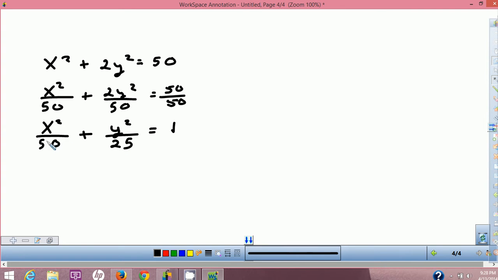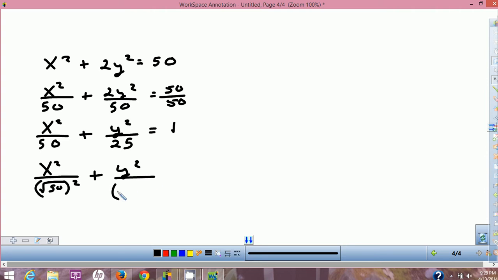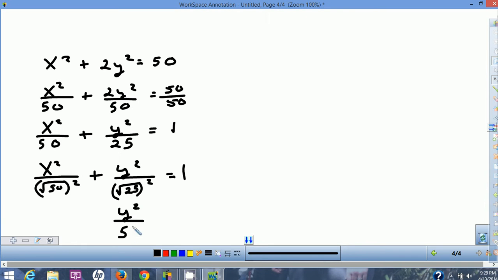Well, is this A or B? Well, this number is bigger. It's therefore A, but it's A squared. So I want the square root of that. X squared over the square root of 50 squared. And the same thing with this one. I want to know what B is. I've got B squared. So this is the square root of 25 squared is equal to 1. Well, this one's easy because the square root of 25 is 5. So y squared over 5 squared. This one might want to simplify. You could leave it as the square root of 50 if it was just me. Make sure you recognize that this is 5 square root of 2 if you simplify it, squared. So we know that A is 5 square root of 2 and B is 5.